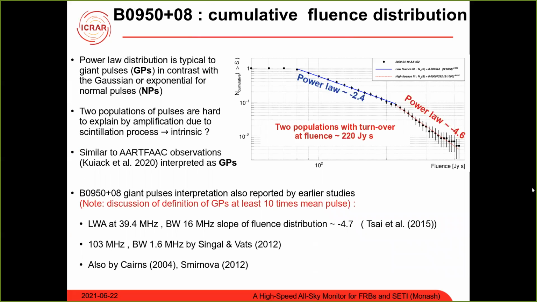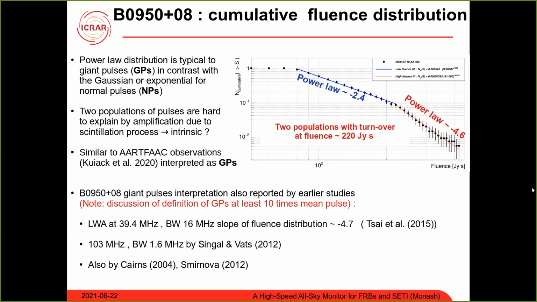So yeah, we tried to establish a little bit what this kind of behavior can be caused by. And interestingly, a similar detection was also obtained by the ArtFac group, which is also an All-Sky Monitor, just using low band LOFAR antennas. And in the paper by Kuyak et al. 2020, they also detected this, and they claim that these transients are actually due to something like giant pulses. I've already mentioned in the context of FRBs that this pulsar basically emits giant pulses.